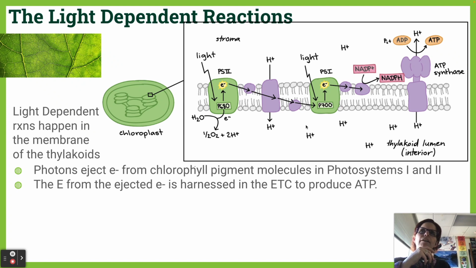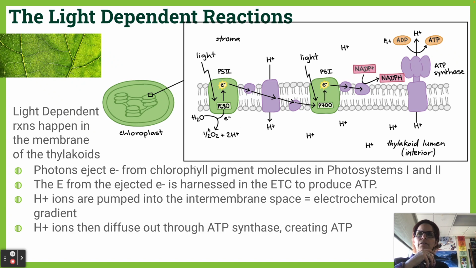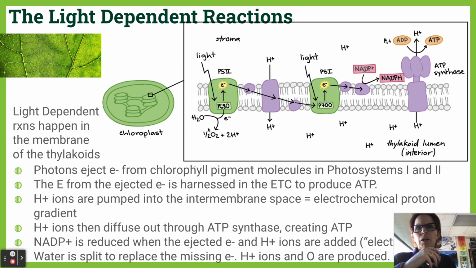We've pumped all these hydrogens. There are additional hydrogens from the breaking down of water. Water is split to replace the missing electron. So remember, an electron got ejected. What replaced it? The splitting of water. And so we have additional hydrogen ions that are in here, and then the release of oxygen. That's where the plant is making oxygen for us.